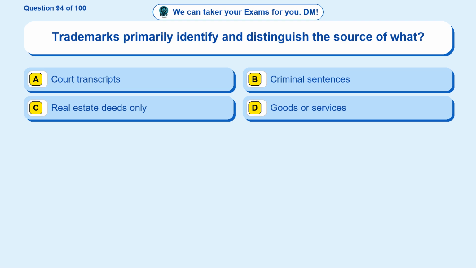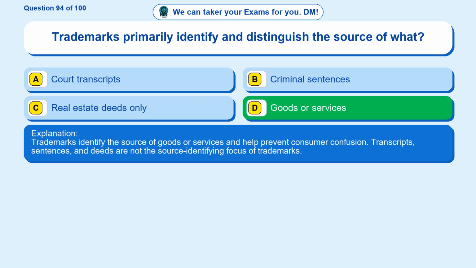Question 94. Trademarks primarily identify and distinguish the source of what? Option A, court transcripts. Option B, criminal sentences. Option C, real estate deeds only. Option D, goods or services. The correct answer is option D, goods or services. Trademarks identify the source of goods or services and help prevent consumer confusion. Transcripts, sentences, and deeds are not the source-identifying focus of trademarks.